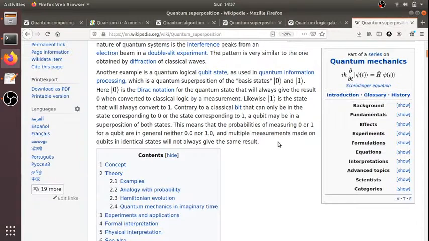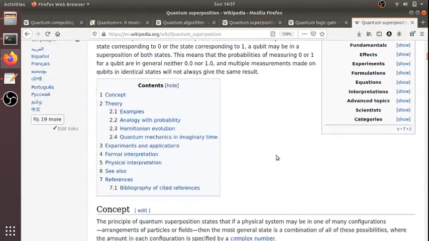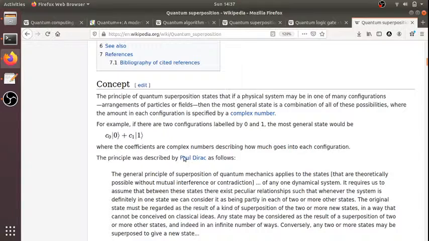This means that the probabilities of measuring 0 or 1 for a qubit are in general neither 0.0 nor 1.0, and multiple measurements are made on the coefficients and the states in one configuration. It's like probability, it will come in between 0.0 and 1.0. How to get that value? It is a complex number.